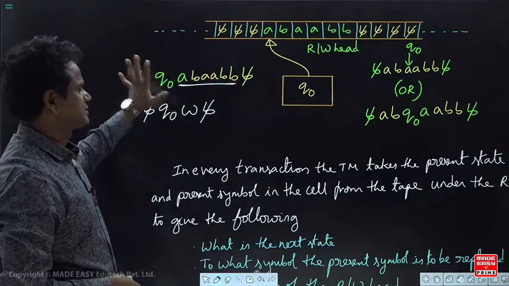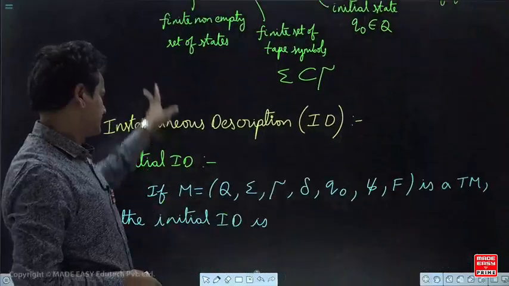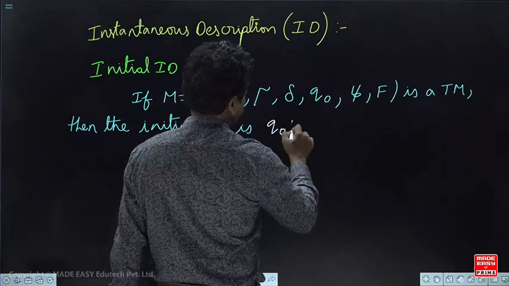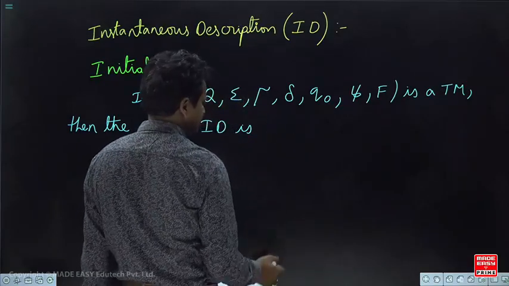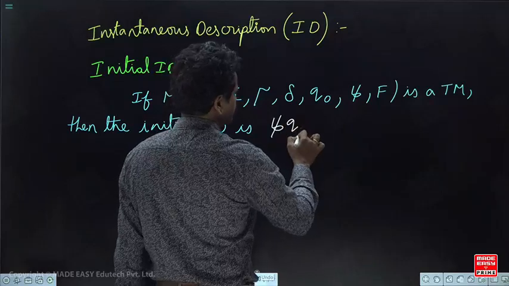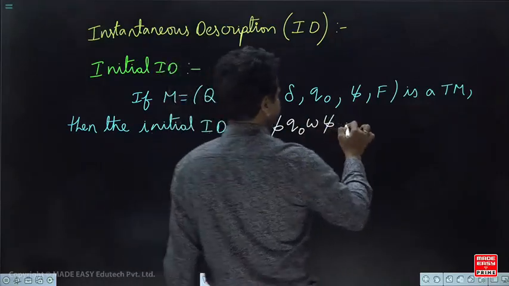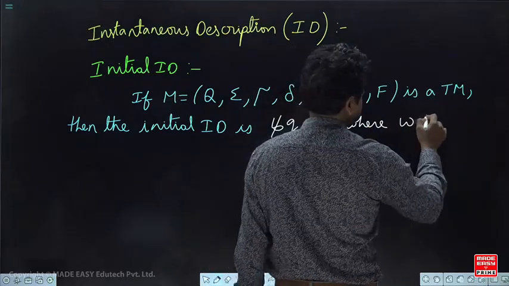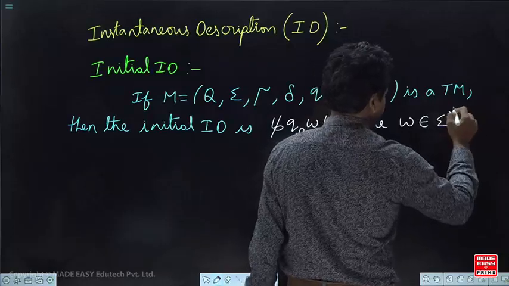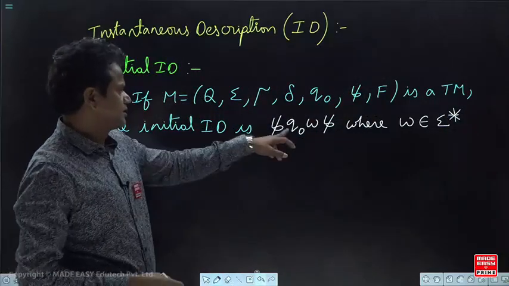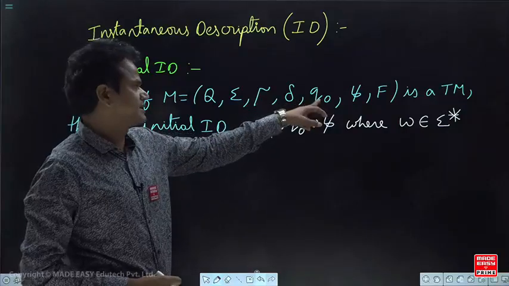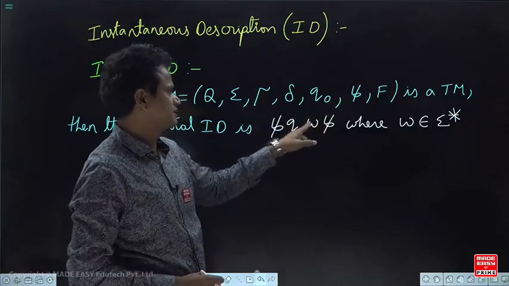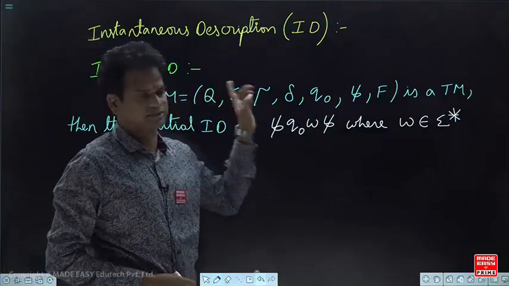That initial position we can represent like this. So here, if M equals this, then the initial ID is Q naught W, and before and after you can write any number of blanks, or you can ignore the blanks. Even if you ignore them, no problem. What is W? W is a terminal string, so it is the input string, and Q naught I have already given. Q naught is the initial state, these are the blanks, and W is a combination of input symbols. Okay, so take this one.